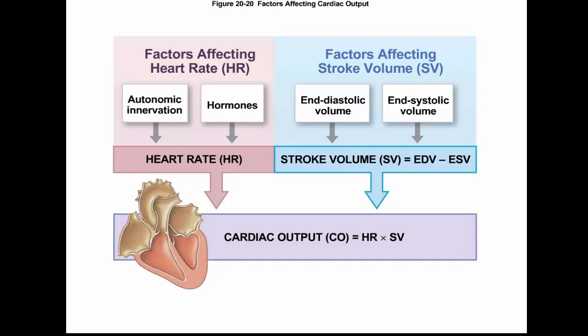If we look at factors affecting stroke volume, we've got the end diastolic volume and the end systolic volume. And we know that stroke volume is equivalent to end diastolic volume minus end systolic volume. And cardiac output, which is the end product, is the amount of blood pumped out in 1 minute, the heart rate and stroke volume in 1 minute.